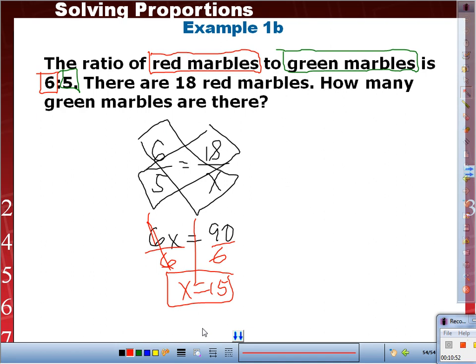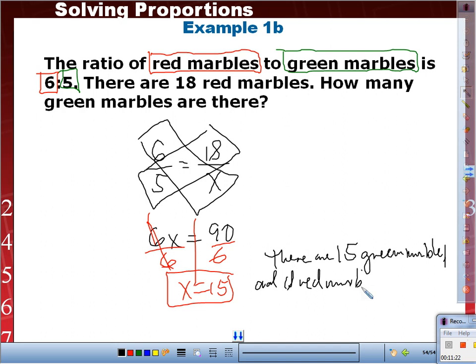Can you give me the statement, please? Go ahead, Isabella R. There are 15 green marbles and 18 red marbles. Thank you. Hands, have you got something like that? Okay, not bad. We got this, yes?